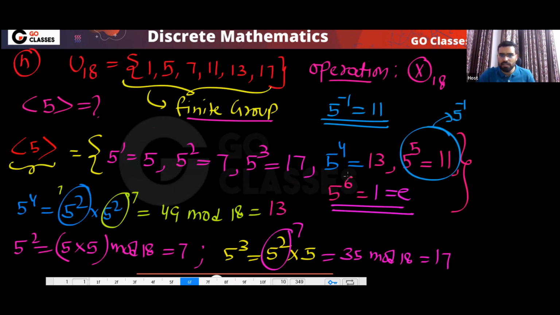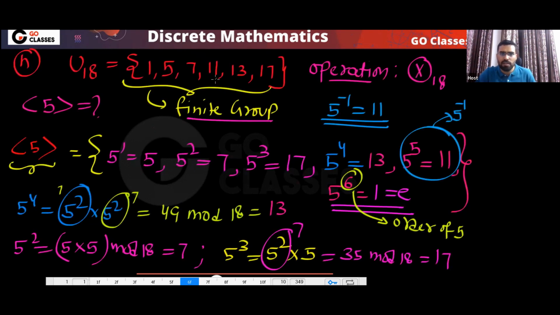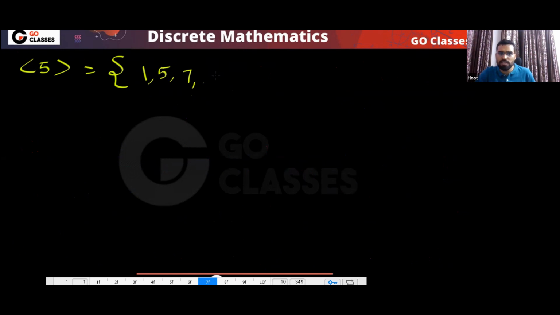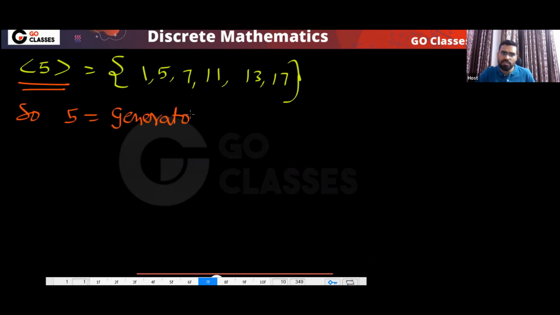So you can notice that this number is the order of 5. It means how many elements this 5 has generated. So this 5 has generated 6 elements, and we have a total of 6 elements. Yes. So 5 has generated 5, 7, 17, 13, 11, 1. All of them you have generated. So 1, 5, 7, 11, 13, 17. So I can say 5 is a generator.